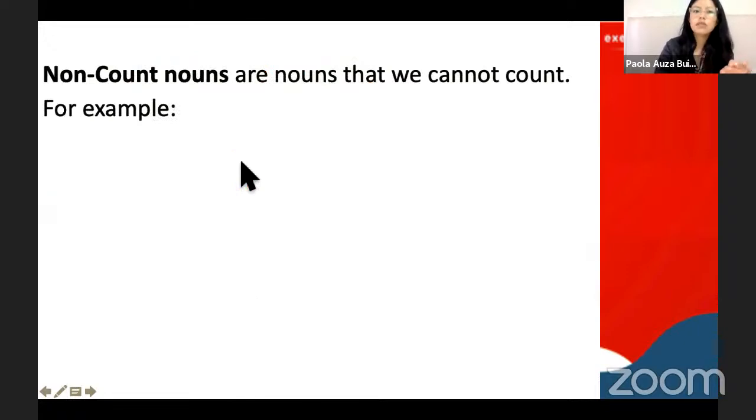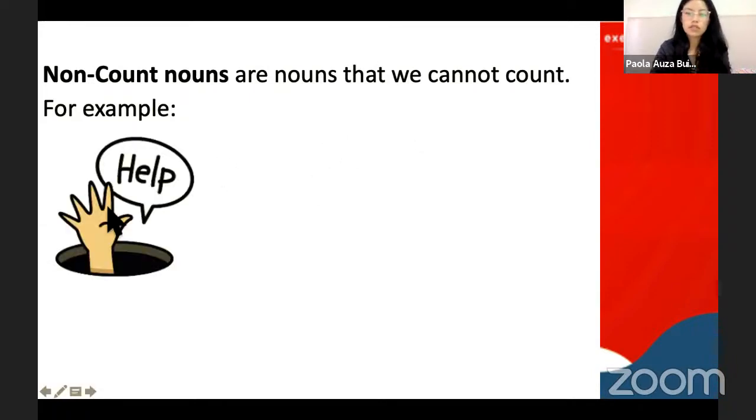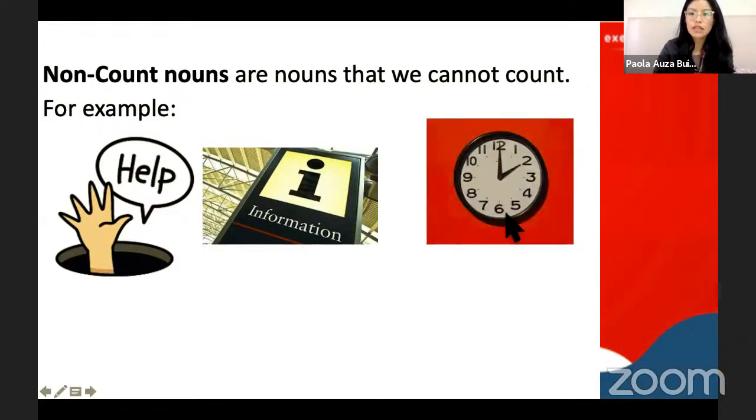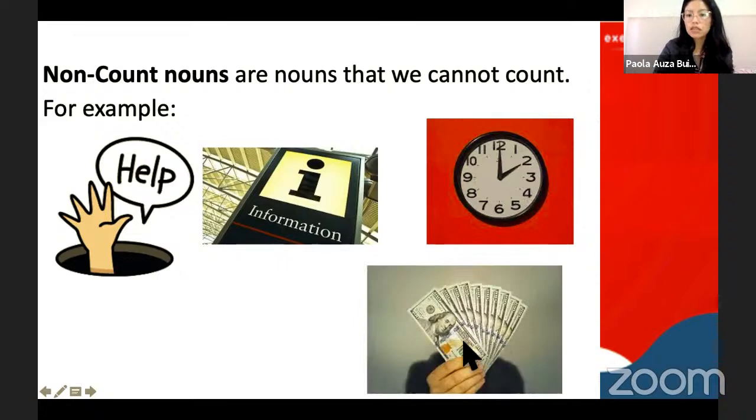For non-countable nouns, no, things that we cannot count. Let's see what we cannot count. Well, we already have the word, but we cannot count help. No, I have 1 help, 2 helps, 3 helps. No, we cannot count that. Information, we cannot count information. I have 1 information, 2 information. No, it doesn't make sense. And the time, I cannot count the time.